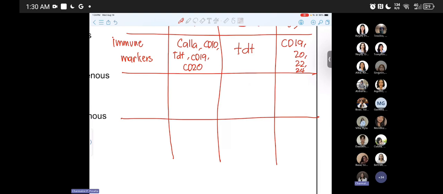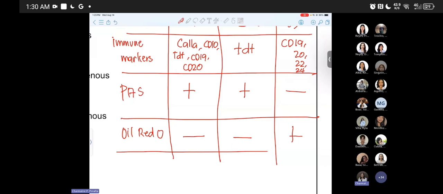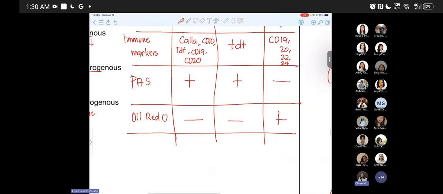Next, cytochemical stain na to, PAS, periodic acid Schiff. Ang L1, PAS positive, same with L2, except L3, which is PAS negative. Next cytochemical stain used is oil red O. Baliktad naman ang result. L1 and L2 is negative, while L3 is positive. Lastly, i-expound natin yung appearance of cell.